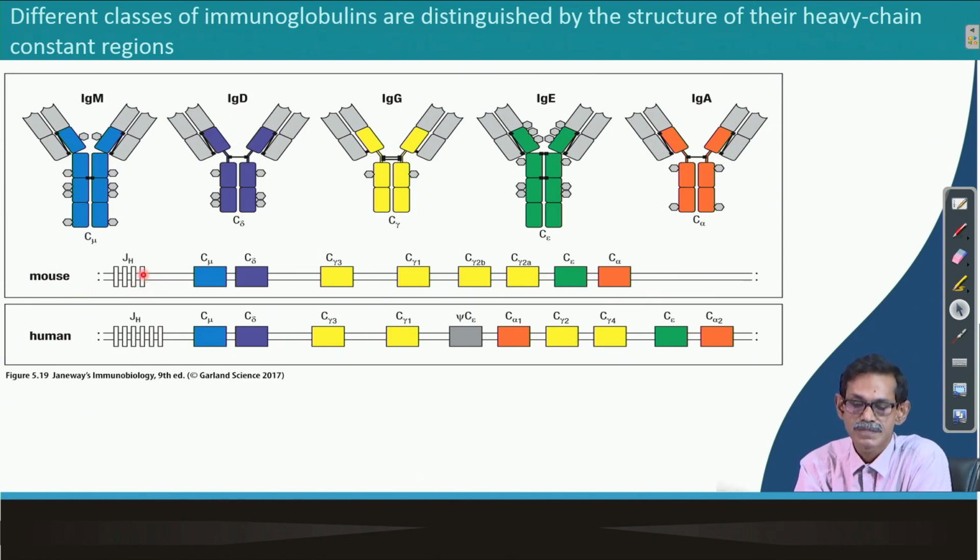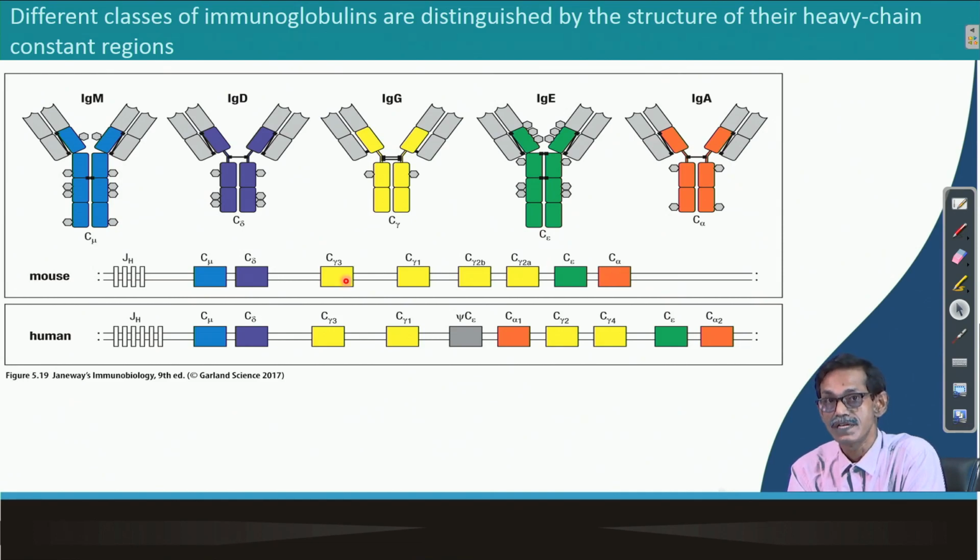In both mouse and human, JH is there. At the 5 prime end of this gene, on the DNA strand, 5 prime of JH we have D and before that we have V. After the J region we have the different constant regions. The constant region is designated as C and suffixed by a Greek letter: mu, delta, gamma 3, gamma 1, gamma 2b, gamma 2a, epsilon and alpha.